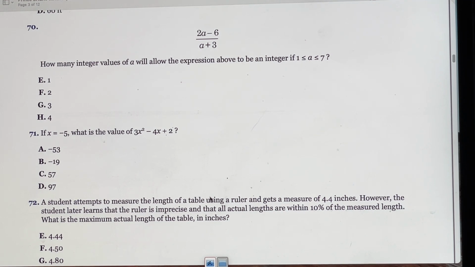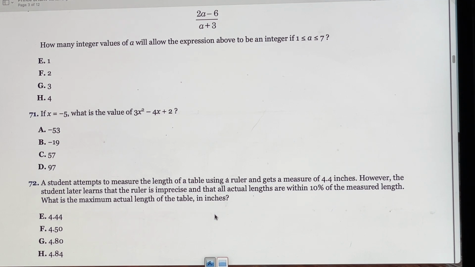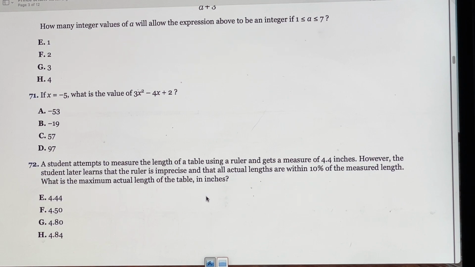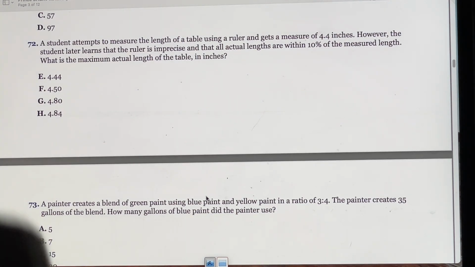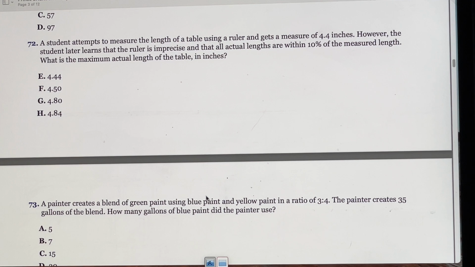72. Let me just raise it up. Use a ruler, it gets it to be 4.4. However, the student learns that the ruler is imprecise and all lengths are within 10% of the measured length. Okay, what is the maximum actual length?